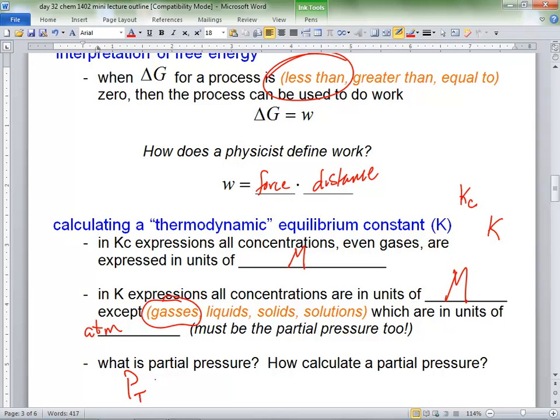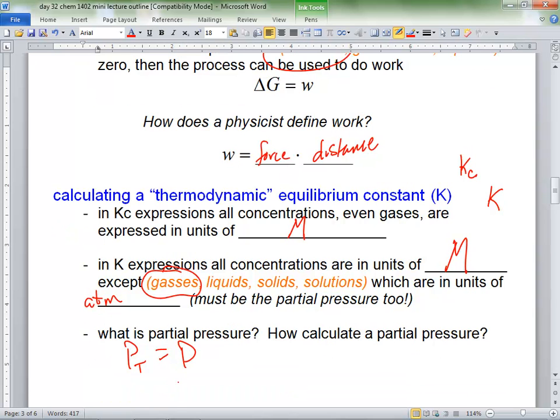PT equals, this is a good way to define, well, that's not partial pressure. PT is total pressure, but it's the sum of the partial pressures. So you could say big P, I don't know, what's all in this room? What gases? A lot of nitrogen, about 71% nitrogen. What else is in there?